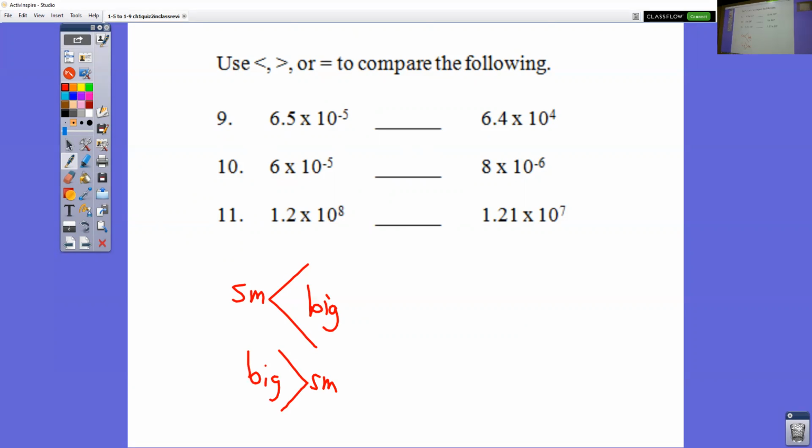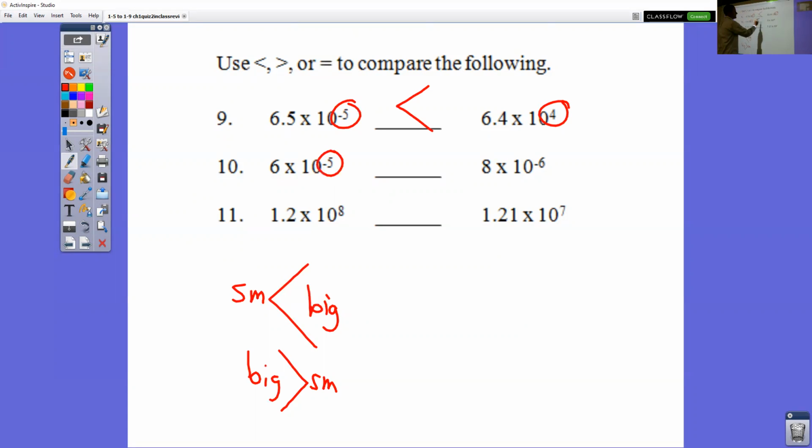Go ahead and try these 3 questions, please. The bigger exponent is the bigger number. So all that we're looking for and comparing is the exponents. The bigger exponent is the bigger number. So we're comparing a 4 versus a negative 5. 4 is bigger, so it would be less than.